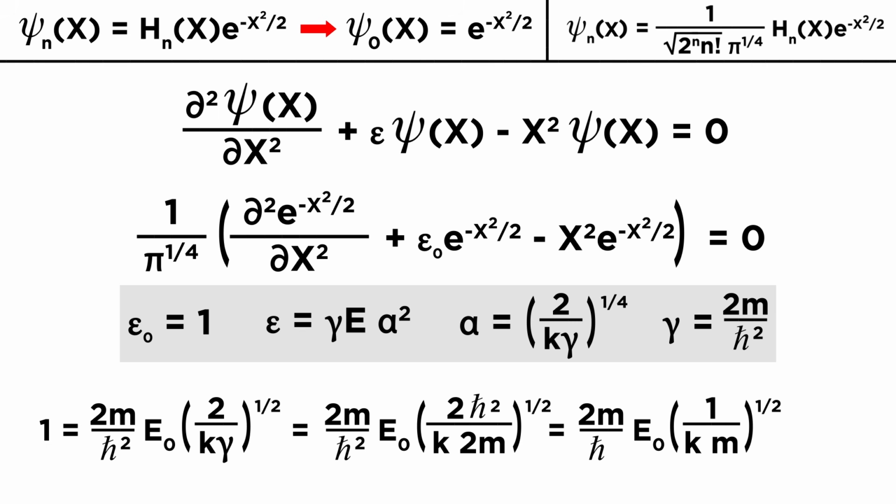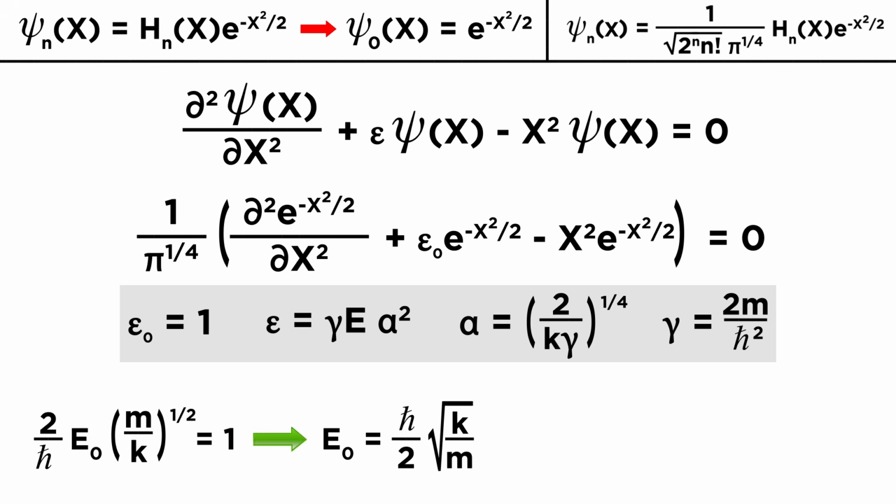Then another thing we can do is take the m here and make it m squared inside the parenthetical. That cancels out an m on top and bottom inside here. And remember, all of this equals 1. And from this, we can solve for the energy, E_0, which will equal h bar over 2 times root k over m. If we define omega as root k over m, this becomes 1/2 h bar omega.